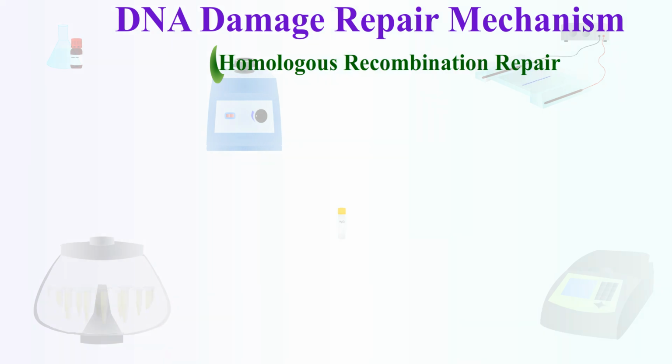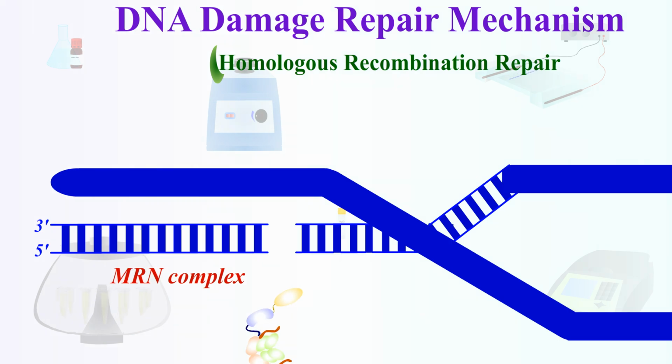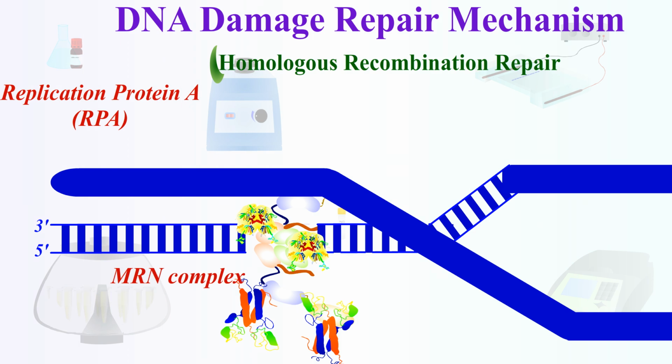Homologous recombination repair is predominantly active during the S and G2 phases of the cell cycle, when a sister chromatid is available as a template. It repairs the double-stranded breaks that occur due to various factors. The broken DNA ends are first recognized by damage-sensing proteins, the MRN complex, which binds to the DSB and initiates end resection, creating 3' single-stranded DNA overhangs. The single-strand DNA overhangs are coated by RPA in order to prevent secondary structures and degradation.